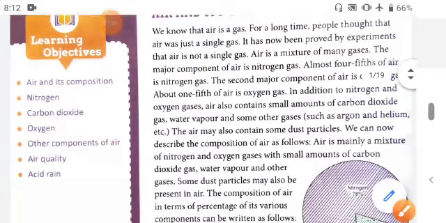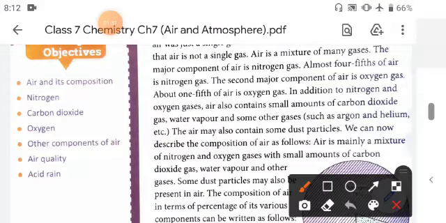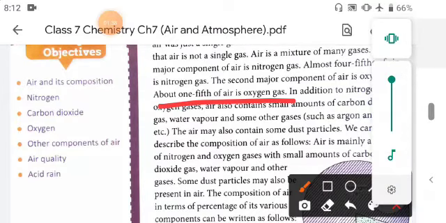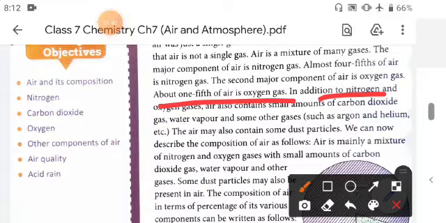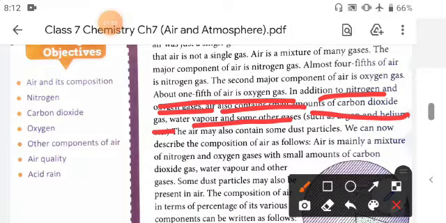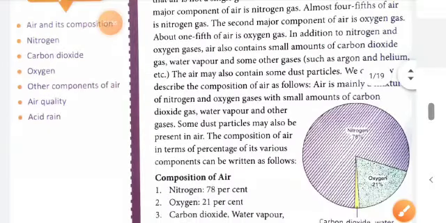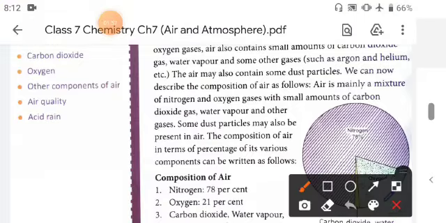About 1/5 of air is oxygen gas, and in addition to nitrogen and oxygen, air also contains a small amount of carbon dioxide gas, that is 0.03%, and water vapor and some other gases like helium, neon, argon, etc. The air may also contain some dust particles.